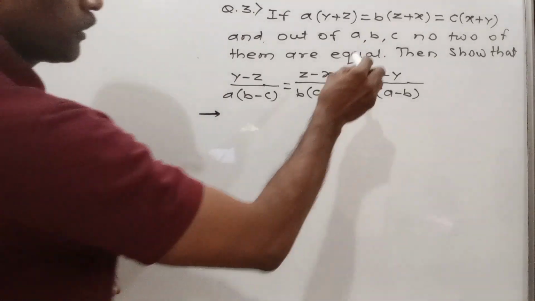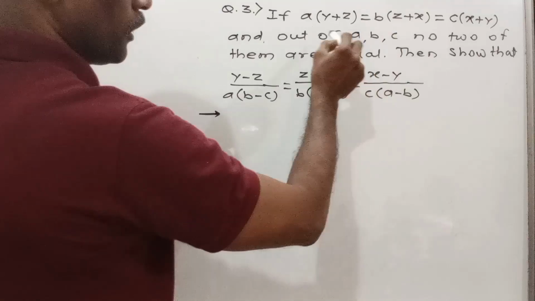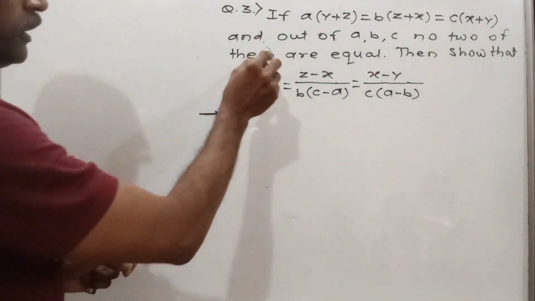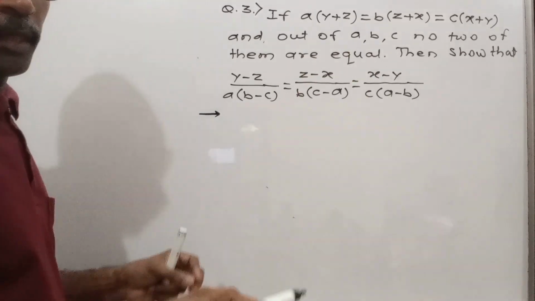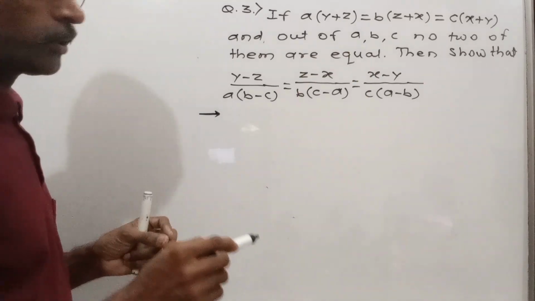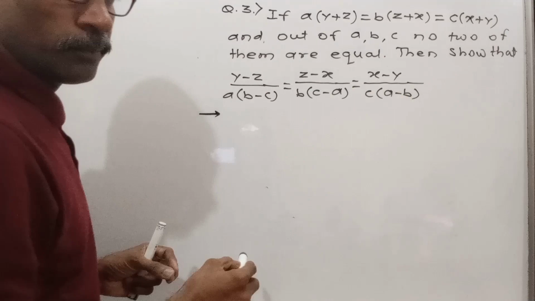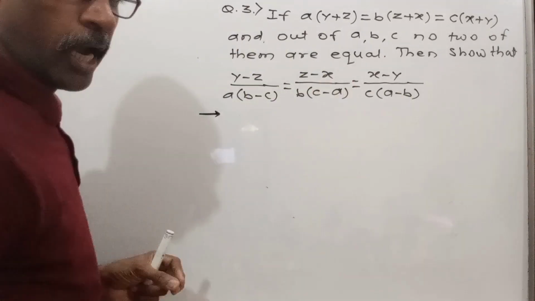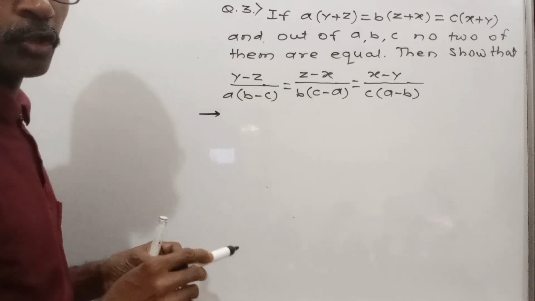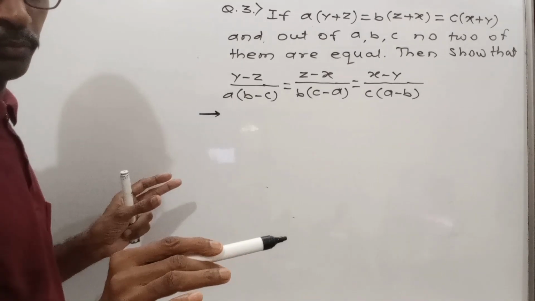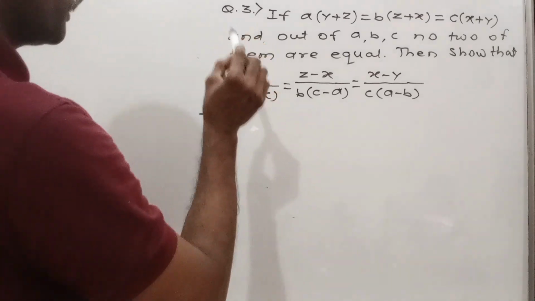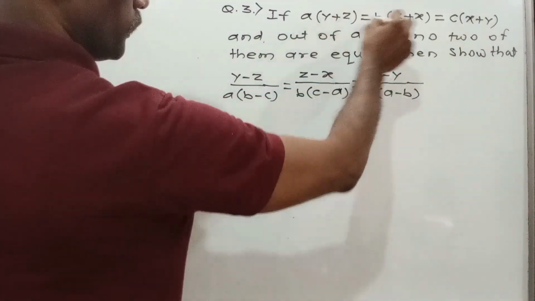Now we have the given condition: out of a, b, c no two of them are equal. Therefore a − b, b − c and c − a are not equal to 0. Did you understand? Therefore, first of all, I will write this given.